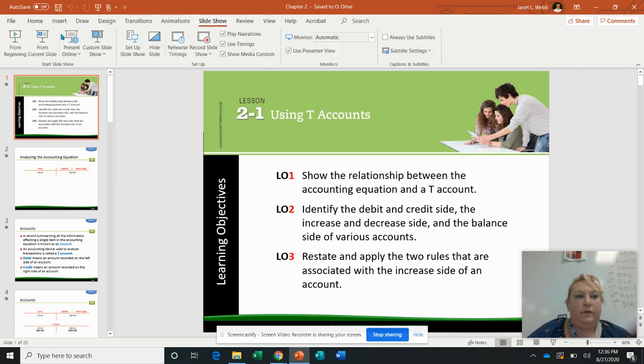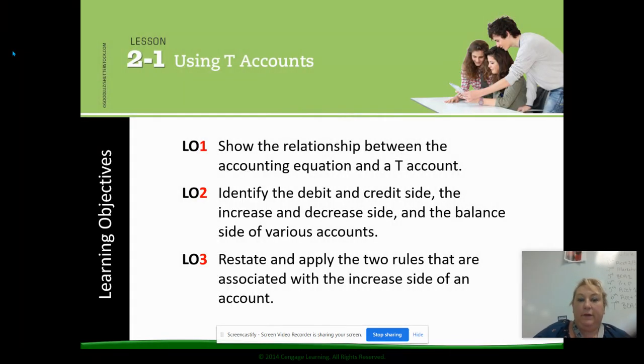Hey guys, so we are getting ready for chapter 2. We finished up this last week in Accounting 1 for chapter 1. We talked about the difference between an asset, a liability, and owner's equity, and we did some basic transactions. So when you were doing your application problems, you got a little bit of practice with some numbers.